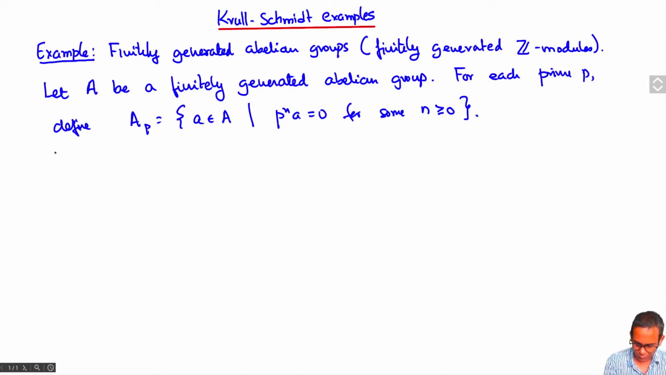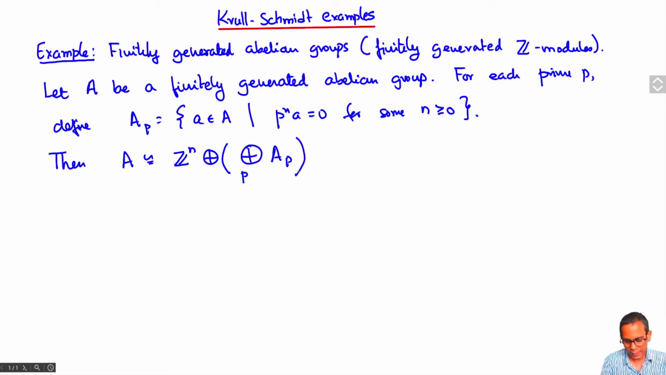Then we know from the theory of finite abelian groups that A is isomorphic to Z to the power n direct sum, and then there's a sum over all primes p of A_p. And A_p is non-zero for only finitely many p, and so this is going to be a finite direct sum. So all this follows from the structure theorem of finite abelian groups. In fact, from this decomposition, you will be able to see that A satisfies the ascending chain condition and the descending chain condition.